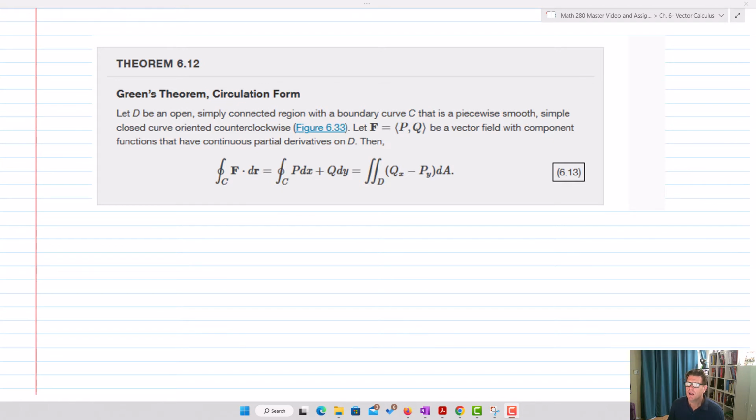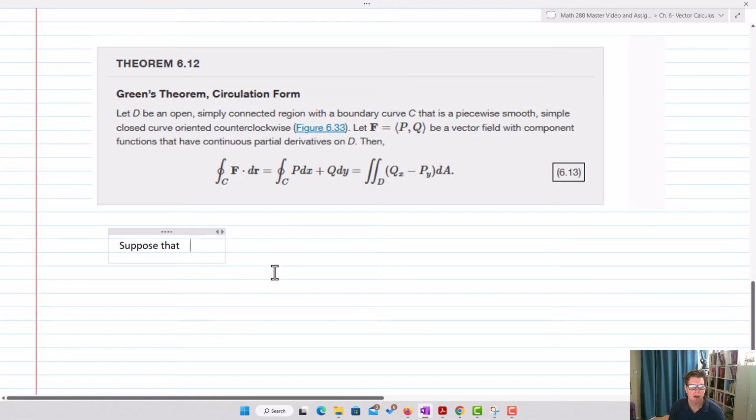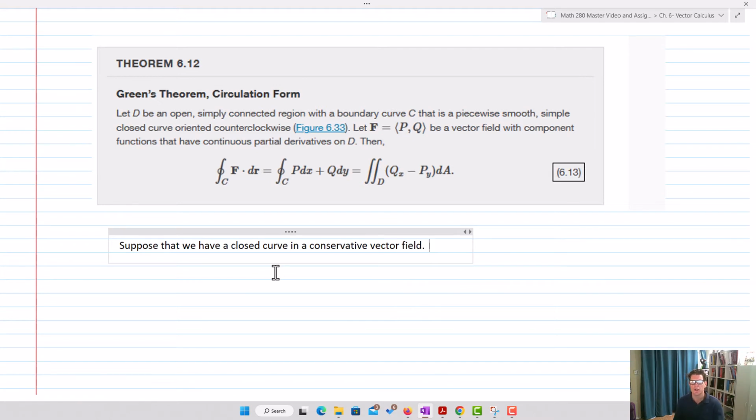So let's think about this now from the perspective of a conservative vector field. This is an interesting question here, all right? Suppose that we have a closed curve in a conservative vector field. So now we've got a closed curve inside of a conservative vector field. What is the value of the line integral over that curve in that field?